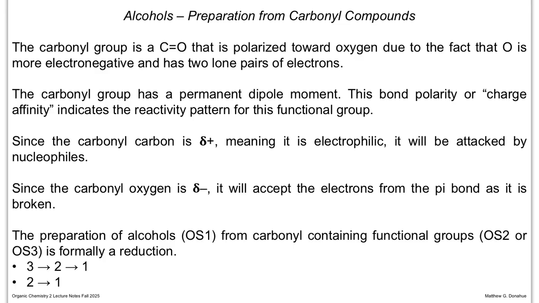So we're going to look at making alcohols from carbonyl compounds. So as we saw, carbonyl compounds are oxidation states 2 or 3. Alcohols are oxidation state 1. So the reagents that we're going to learn, these are reducing agents.